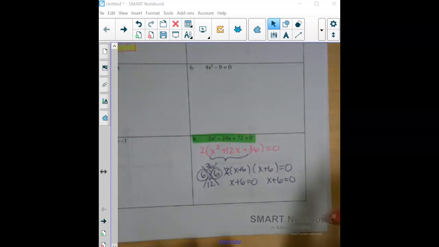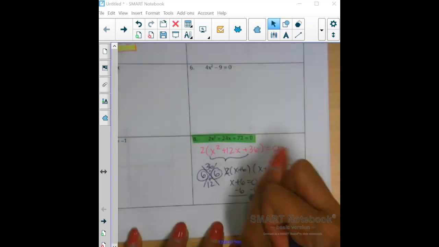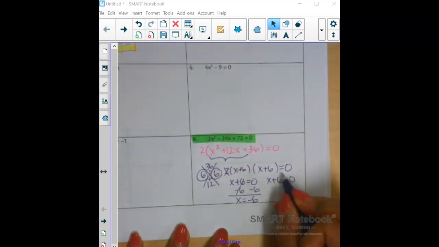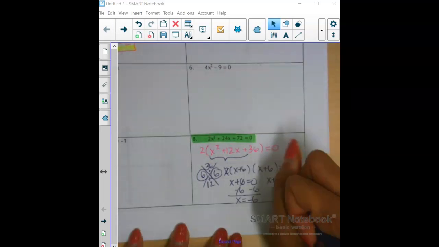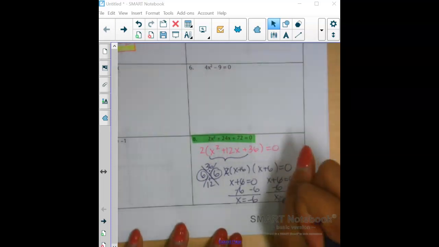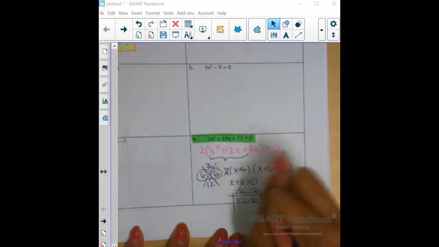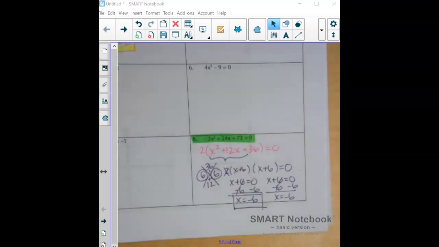So all I need to do is just solve. I'm going to subtract 6 on each side. So x is going to equal negative 6. If I was to solve this one, what would you get? X equals negative 6. It's the exact same thing. You don't need to solve both of them, guys, but you can. Your only answer that I'm looking for is just any of the x equals negative 6. That's it.